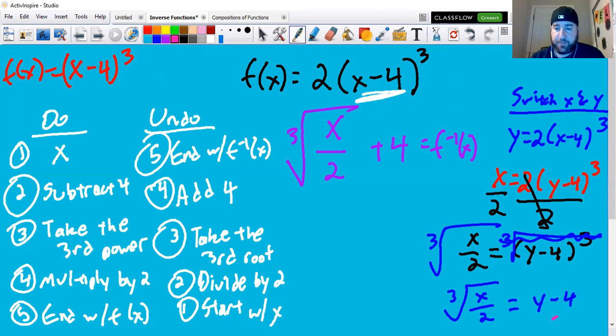So add 4, that cancels out. Add 4 down here. So again, y equals the cube root of x over 2 plus 4. And of course, replace this with my inverse function notation. So this would be my inverse function. All right, last problem.